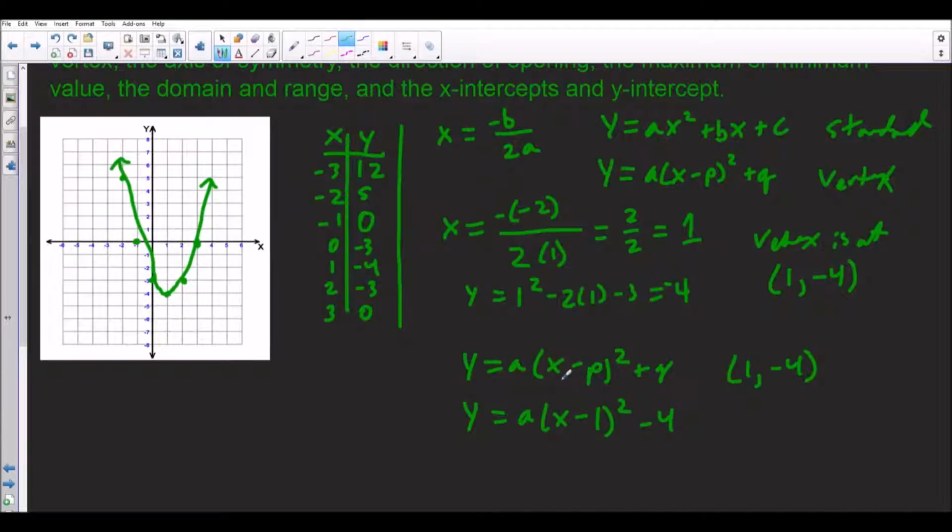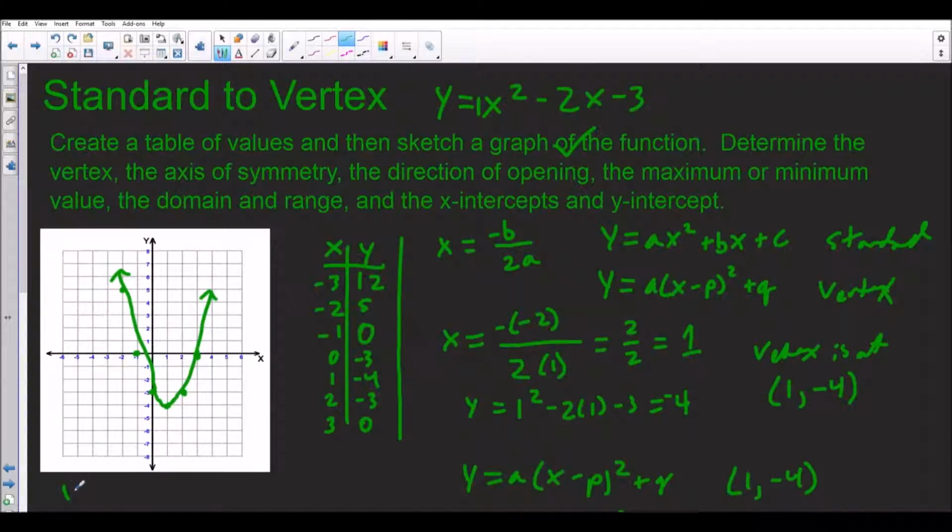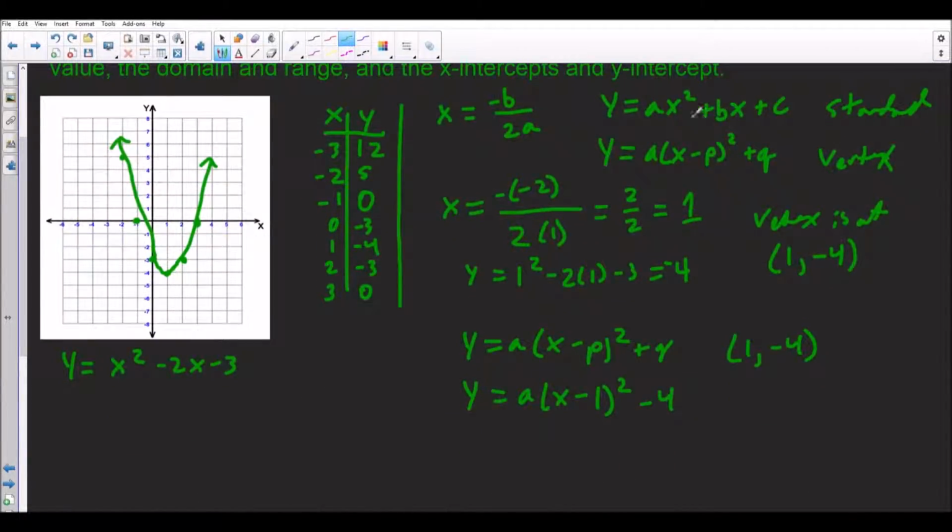So all that we need to find now is a. And actually we already have it, because this is our formula here: y is equal to x squared minus 2x minus 3. When we looked at our standard formula, we noticed that both of these had an a. So the number that's in front of x squared is the same thing as a, and here it's just a little 1. So we can just say a is equal to 1, and then y is equal to 1, we don't even write the 1, right? We just write (x minus 1) squared minus 4. And that's our vertex formula.